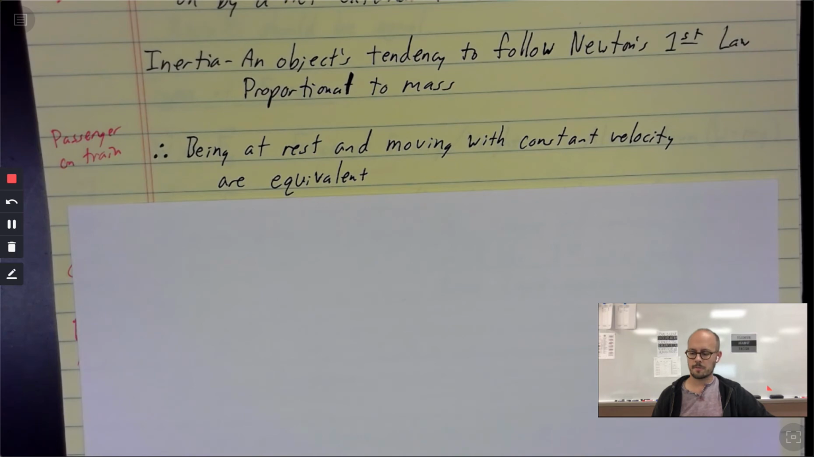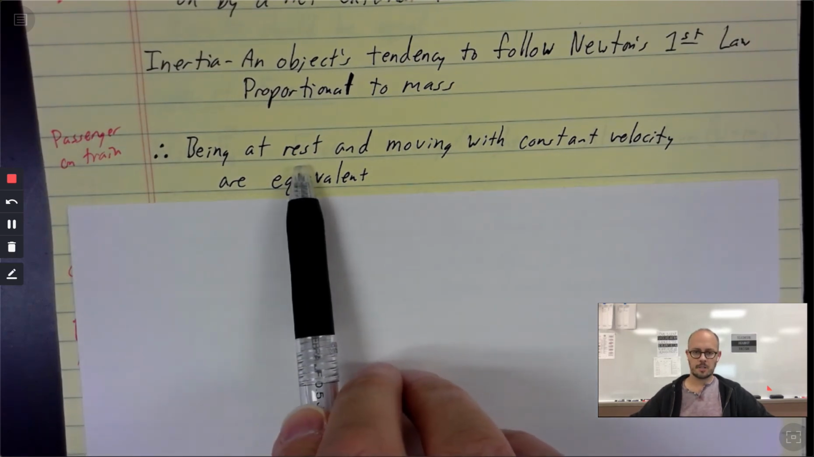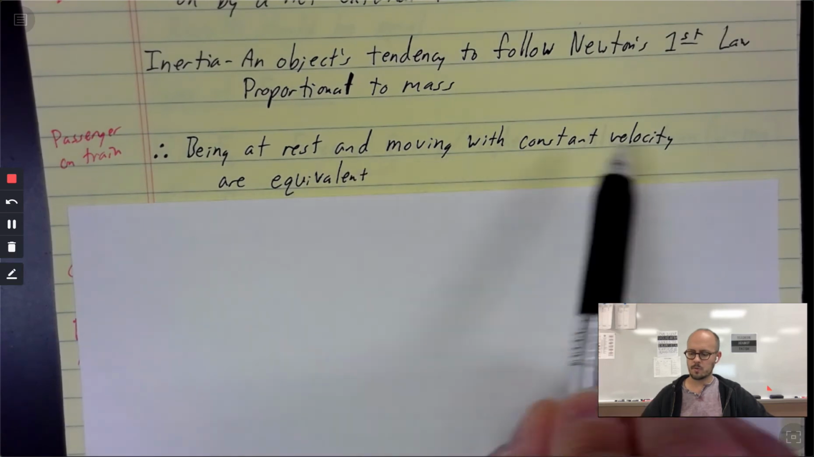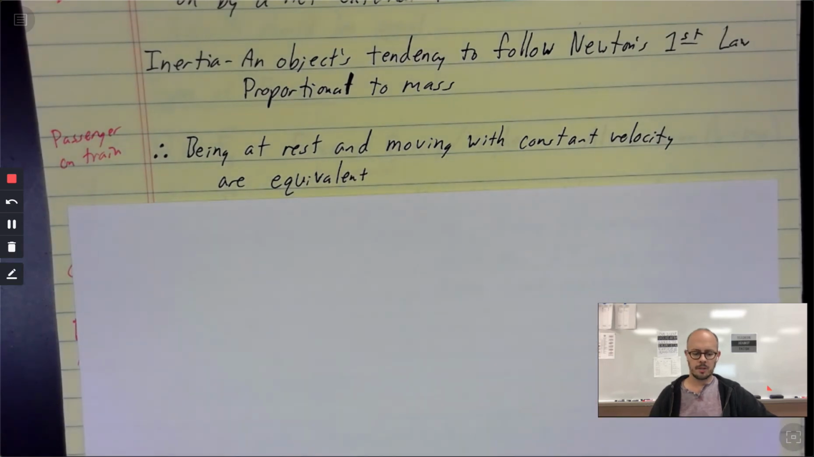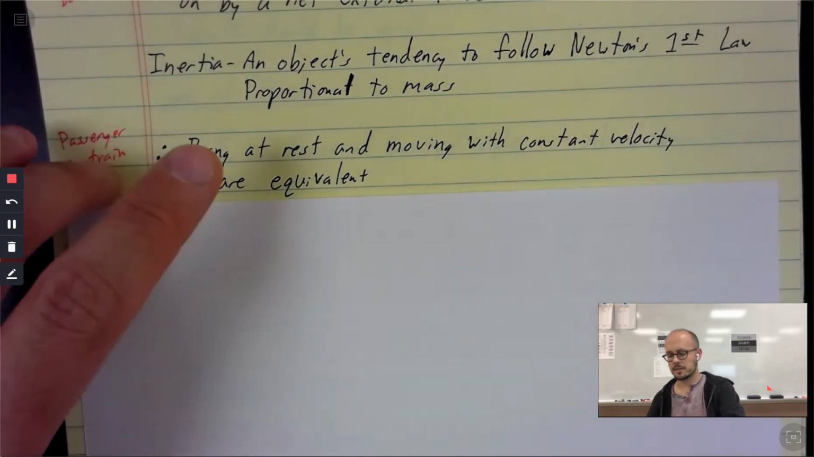So, from your friend's perspective inside the train, you're at rest. From your friend's perspective outside the train, you're moving with constant velocity, but you are obeying Newton's first law in both situations because you are maintaining that constant velocity because all of the forces on you are balanced. So, even if you change your perspective, Newton's first law should hold true, and there's some equivalence between being at rest and moving with constant velocity.